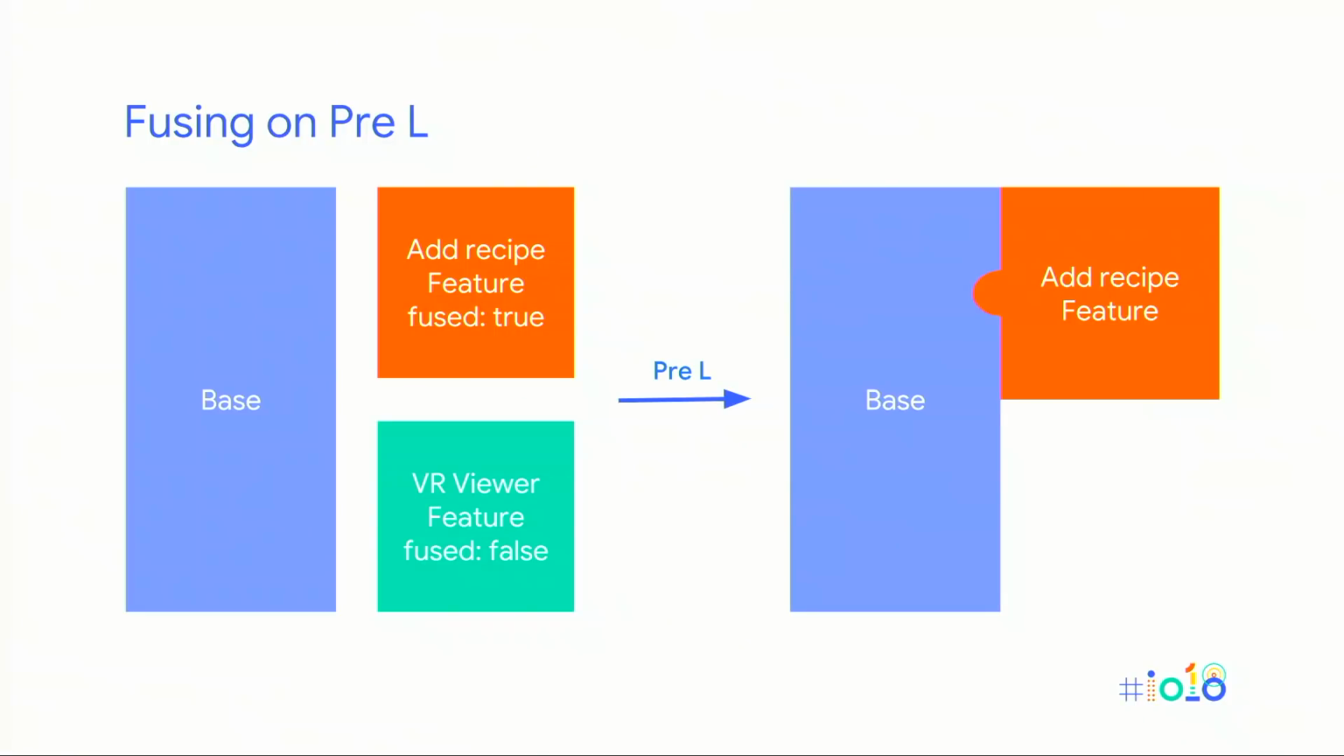Anthony mentioned earlier that split APKs were only introduced with Android Lollipop. To support pre-L devices, you can mark modules to be fused, and Bundle Tool will generate a single APK with a specified module merged together.